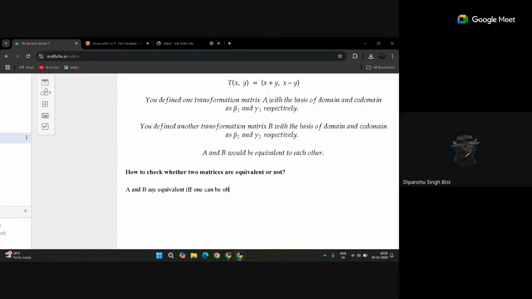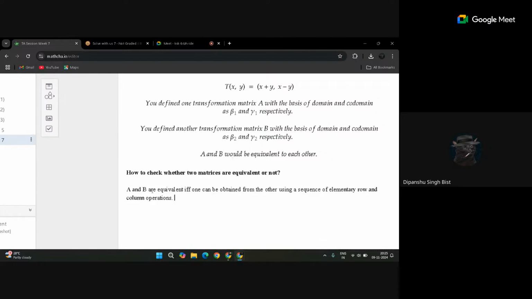One can be obtained from the other using a sequence of elementary row and column operations. Okay, so A and B are equivalent if and only if one can be obtained from the other using a sequence of elementary row and column operations.